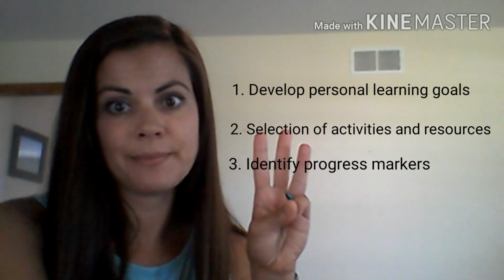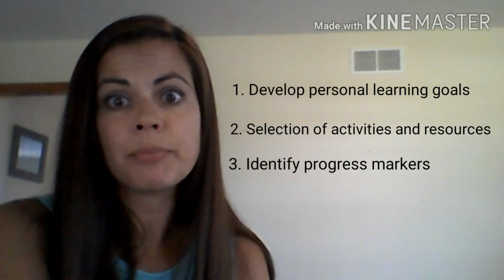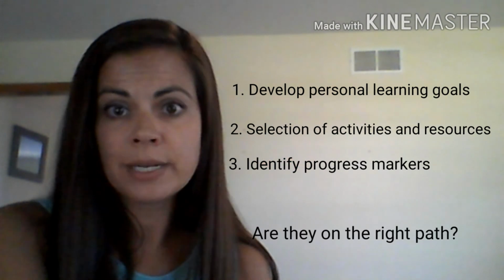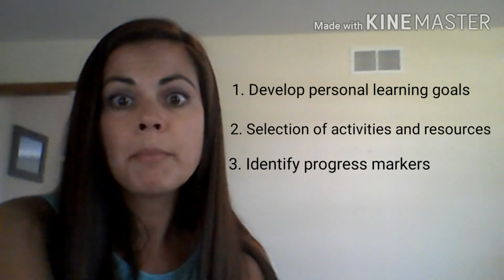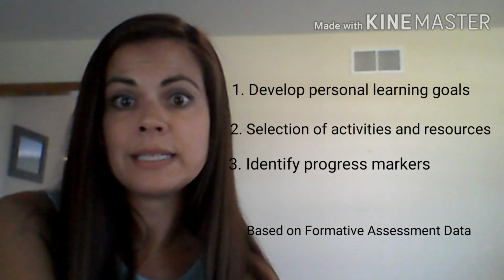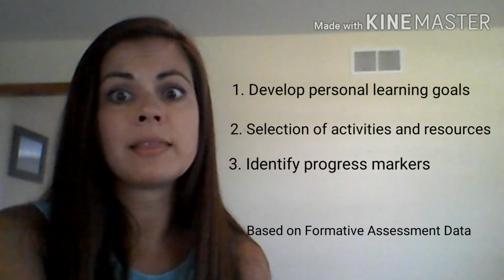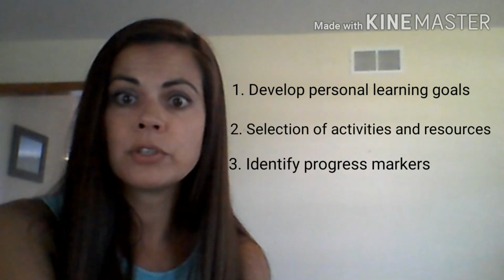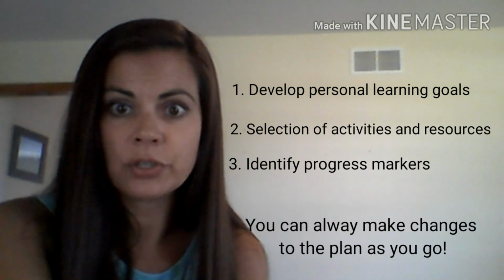Step 3, identify progress markers. The learner and educator develop progress markers that will determine if the student is on the right path to meeting their goal. Markers are based on formative assessment data. Sometimes progress markers show that the student is not on the right path to meeting their goal. So the student and educator get together to make changes to the personal learning goal. And this is okay.